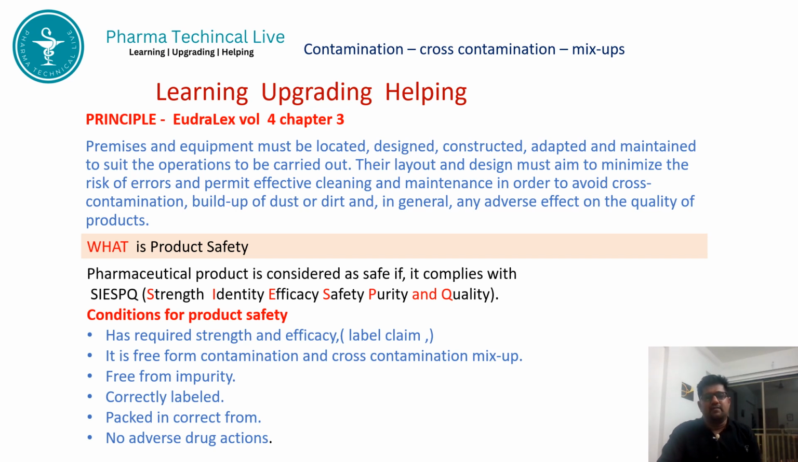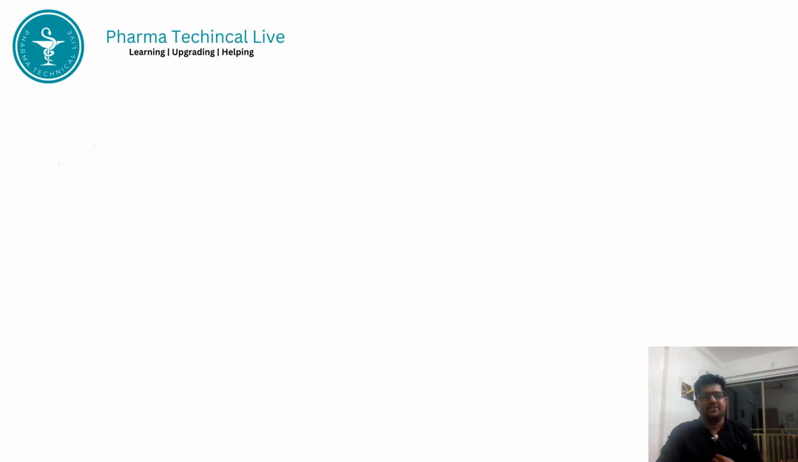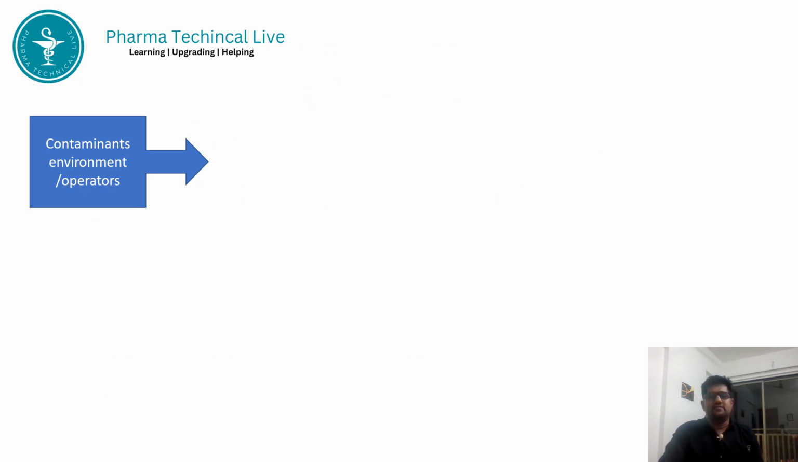That's the quality. Condition for product safety is it has required strength, it is free from contamination, free from impurity, correctly labeled, packed in correct form, and no adverse drug actions. So contamination may be through environment, operator. We will learn about the sources of contamination and its remedial measures, how to protect our product from impurities.